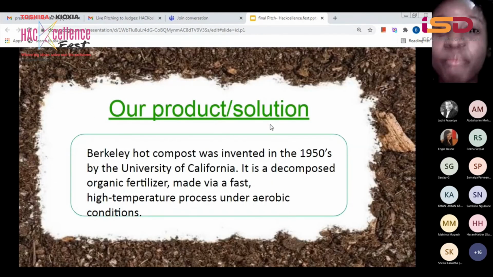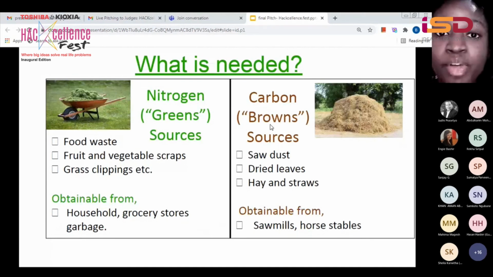Our solution, Berkeley Hot Compost, was invented in the 1950s by the University of California. It is a decomposed organic fertilizer made via a fast, high-temperature process under aerobic conditions. To make our compost, we will need nitrogen sources, known as greens, like food waste obtainable from household garbage, and carbon sources, also known as browns, like sawdust obtainable from sawmills.